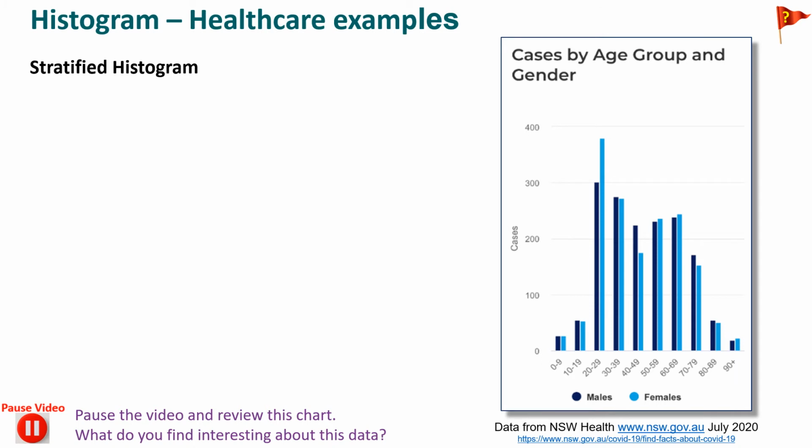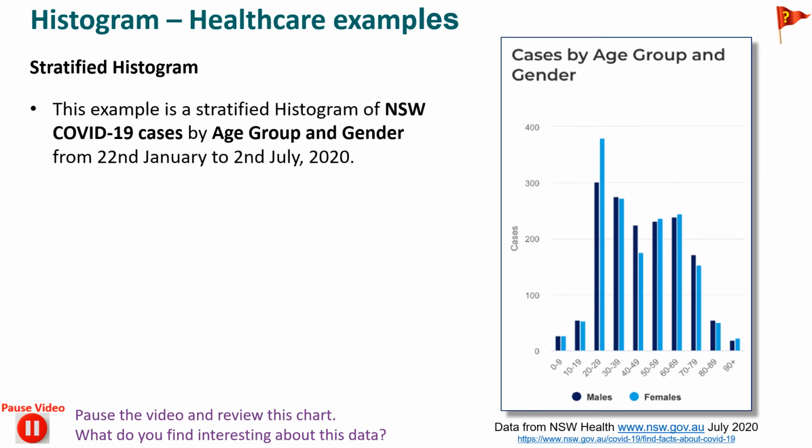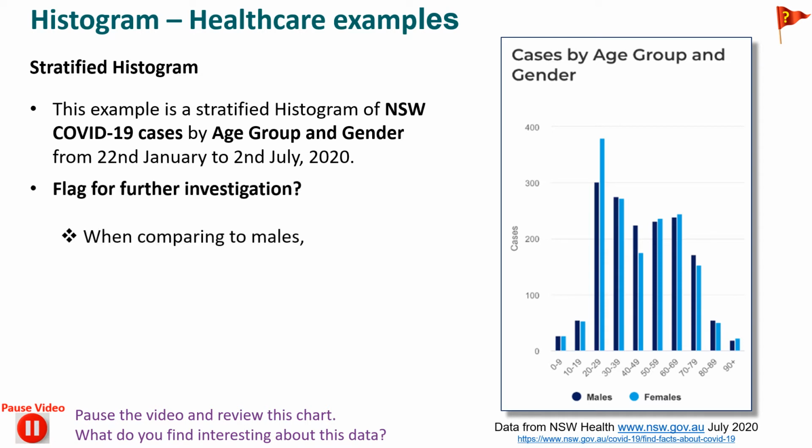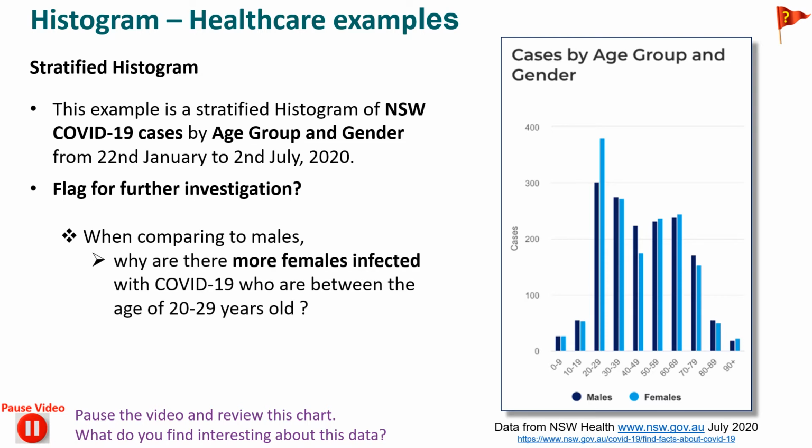This stratified histogram is looking at COVID-19 cases from New South Wales. The data is broken down by age group and gender, and it's from the 22nd of January to the 2nd of July 2020. A flag for further investigation is when you're comparing males to the females. You can see that there are more females infected with COVID-19 who are between the age of 20 and 29.